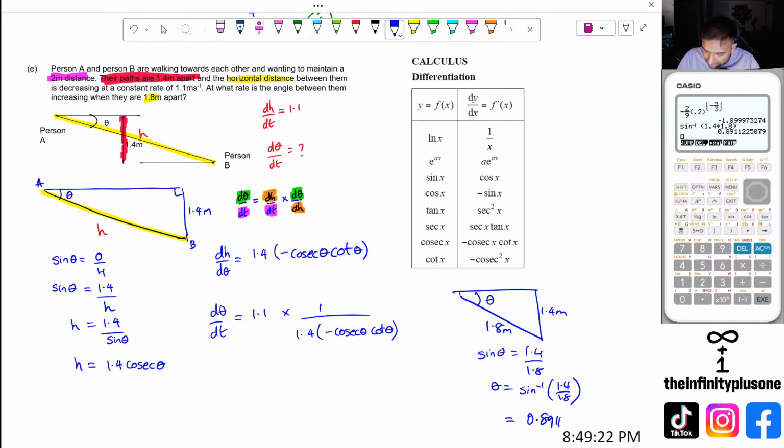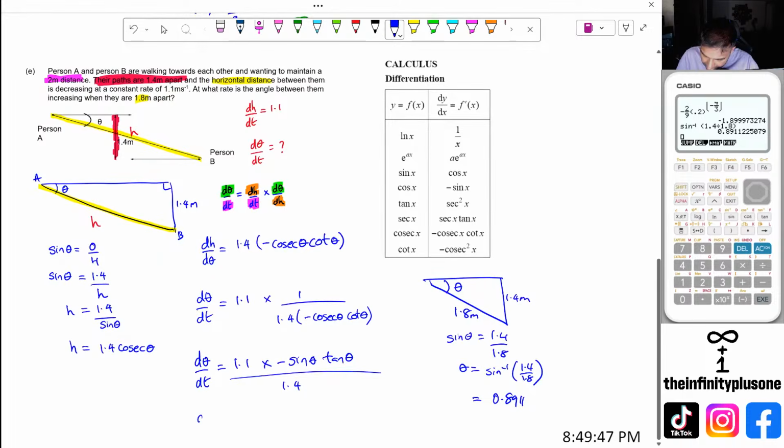Now, the other thing also is in my calculator, I can't do cosec theta or cot theta. So I'm going to do this one more extra step here, which is 1.1 times. Now, negative cosec theta when it comes to the numerator will become negative sine theta. Cot theta will become tan theta. And the whole thing is divided by 1.4.